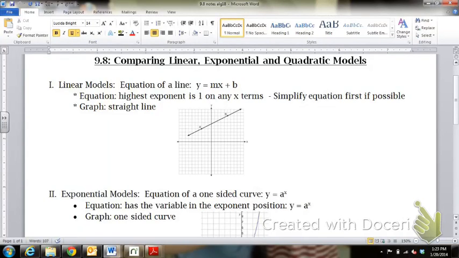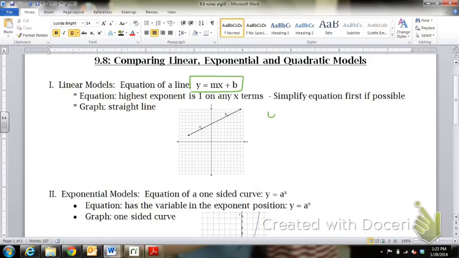In the last section of Chapter 9, 9.8, we're just comparing linear, exponential, and quadratic models. We're not being asked to graph these or write any equations, just be able to identify which one is which. So if you're given an equation of a line, we know it is y equals mx plus b. And what that means is that the highest exponent is 1 on any of the x terms.